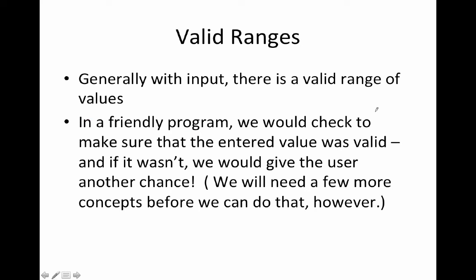Almost always with input, there's a valid range of values. So in a very friendly program, what we would do after we prompt the user and read something in is we would check to make sure that what the user entered was in fact a valid value. And if it wasn't, we'd give the user another chance. So we'd prompt them again. We're going to need a few more concepts before we'll be able to do that, however. But that's what we'd really like to be able to do when we have input, is to make sure that the user has entered something that's in the valid range.